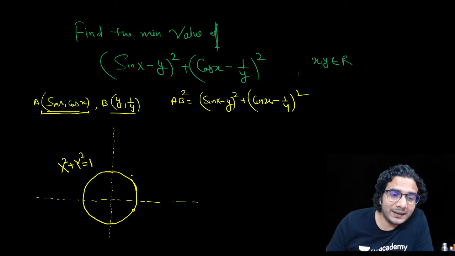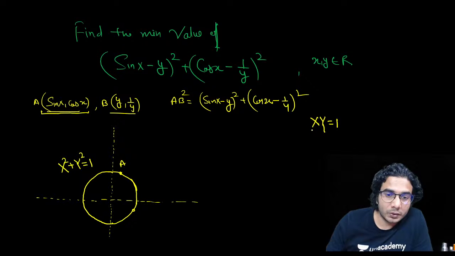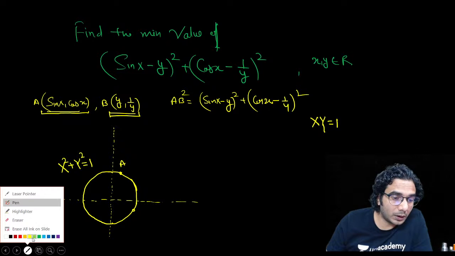So A is a point on this circle. And what is this point y comma 1 upon y? B is a point on this curve, x into y is equal to 1. Here x into y is equal to 1, so this point B satisfies it. And what is this x into y is equal to 1? This is a hyperbola, right?